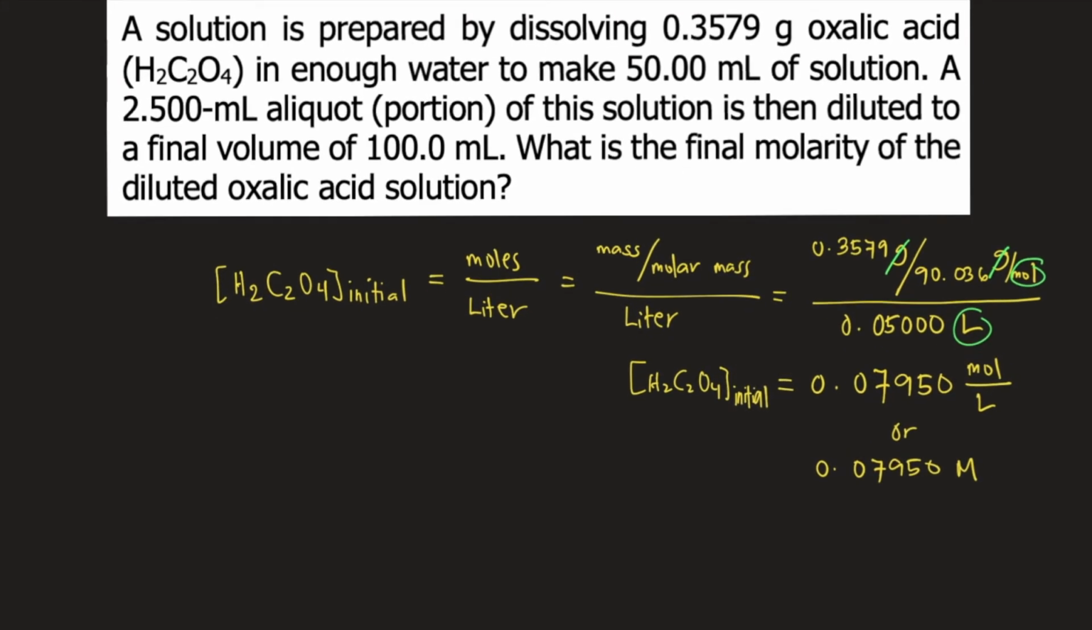So for dilution, the formula is C1V1 is equal to C2V2. So C1 is the initial concentration, V1 is the initial volume, C2 is the final concentration, and V2 is the final volume. So the problem wants us to solve for the final concentration or the final molarity. So we need to rearrange the equation to solve for C2.